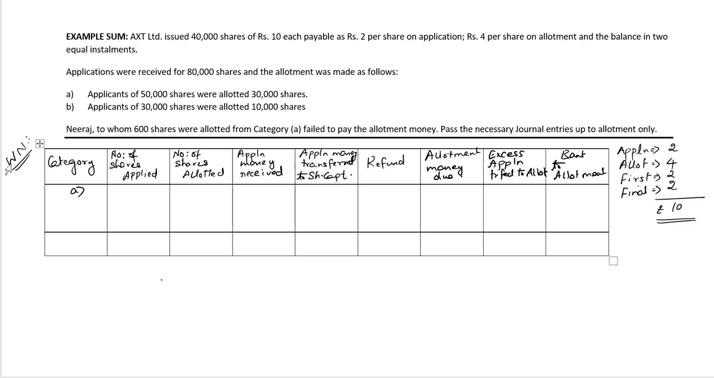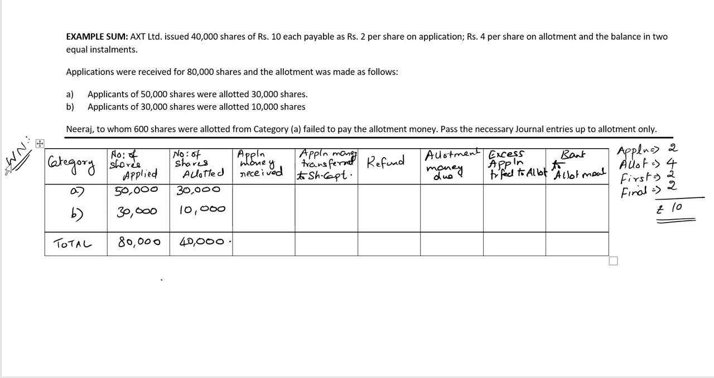Under category A, applications of 50,000 shares were allotted 30,000 shares. So against 50,000 shares, the number of shares allotted is 30,000 shares. And under category B, for 30,000 shares applied, 10,000 shares were allotted. The total number of shares applied, 80,000 shares, and the total number of shares allotted, 40,000 shares. Application money received column.